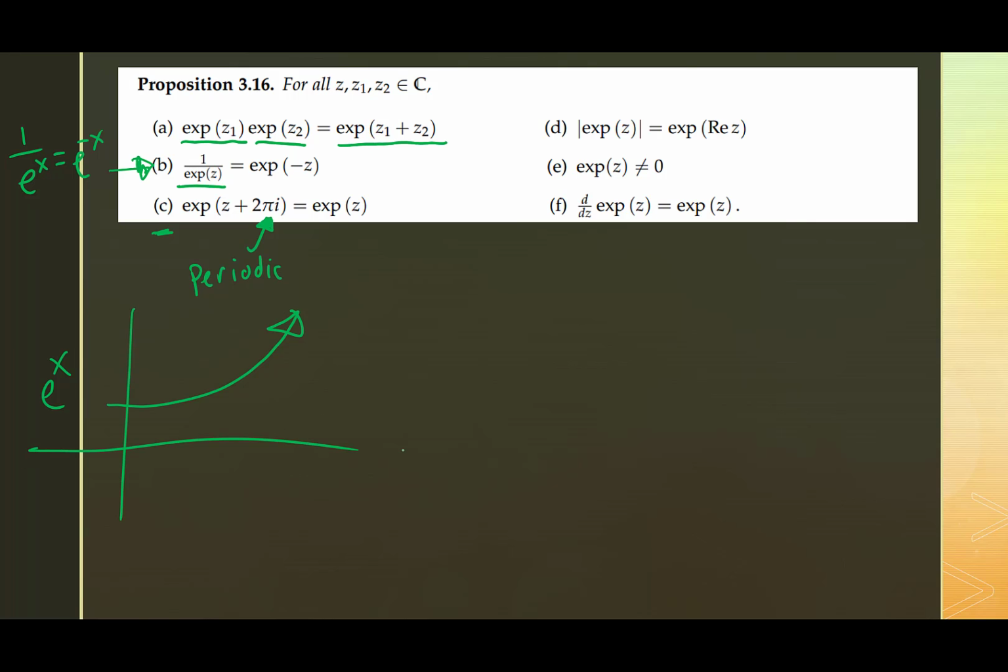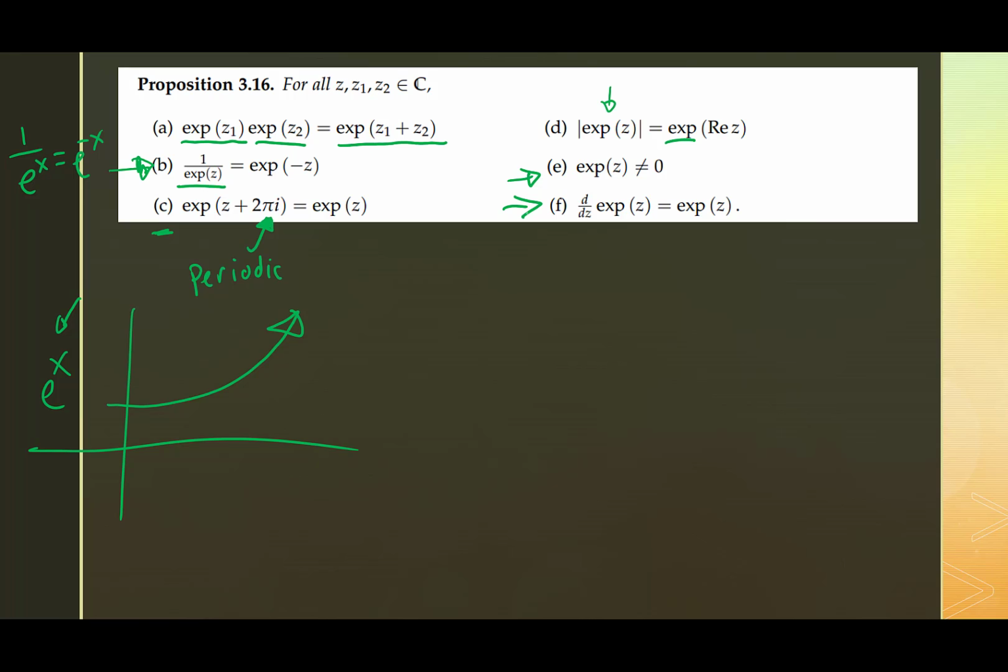Okay, part D, or property D, I should say. So the length of the exponential function is equal to exp of the real part of z. Okay, and that kind of has a Pythagorean theorem flavor to it. The exponential function, like it is in the real case, is never zero. So you can't plug an exponent into your function and get zero out.